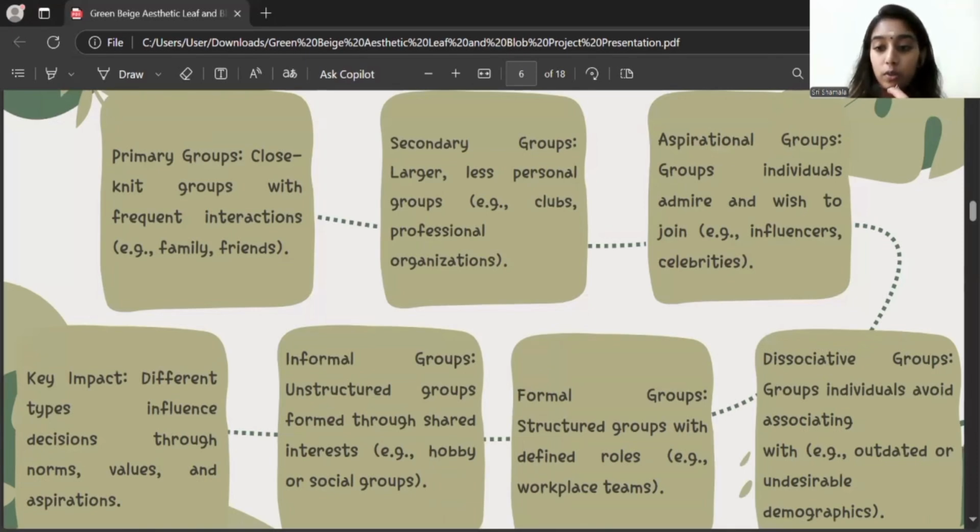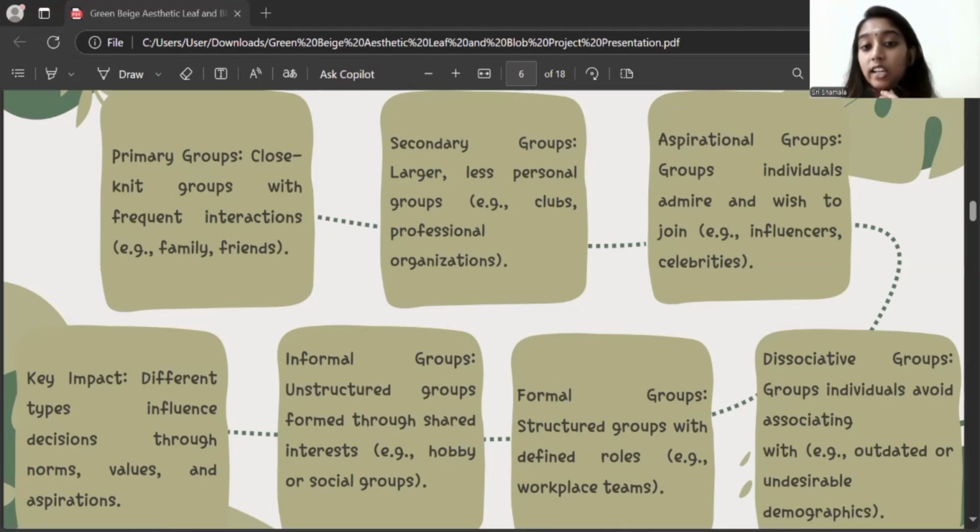So the first one will be primary groups. Primary groups are the ones who are very close to us, like our friends and our family. They have a very big impact as we often interact with them. For example, your parents or your family can encourage you to buy organic products because they value your healthy lifestyle. So this could be the primary groups which influence.